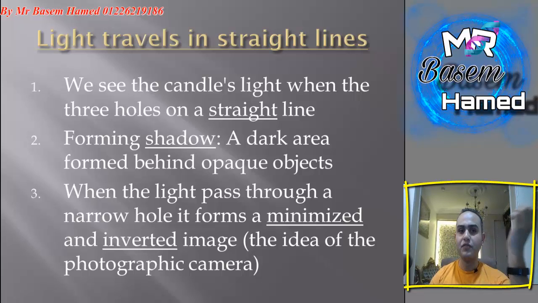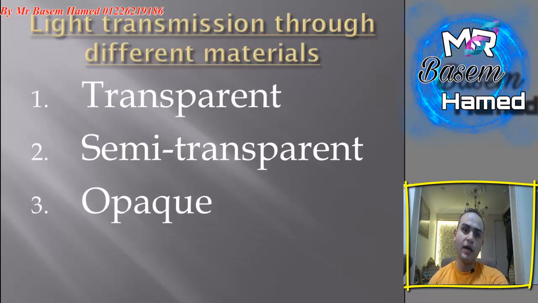Now we have three activities that can prove that light travels in straight lines. The first one, that we see the candle's light with the three holes in the same straight line. Number two, forming the shadow. Number three, the formation of the minimized and inverted images through the narrow holes.